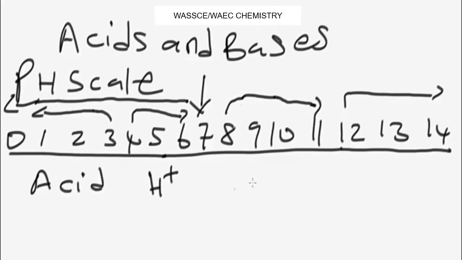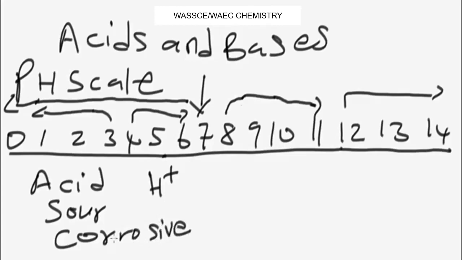Now, let's look at the physical properties of an acid. An acid has a sour taste. Another physical property of an acid is that concentrated acid is corrosive. Concentrated acid is corrosive. That's when you have more of an acid in a solution than the solvent.